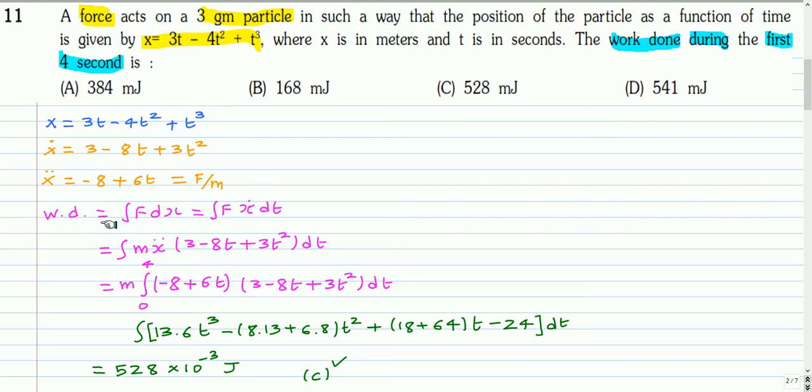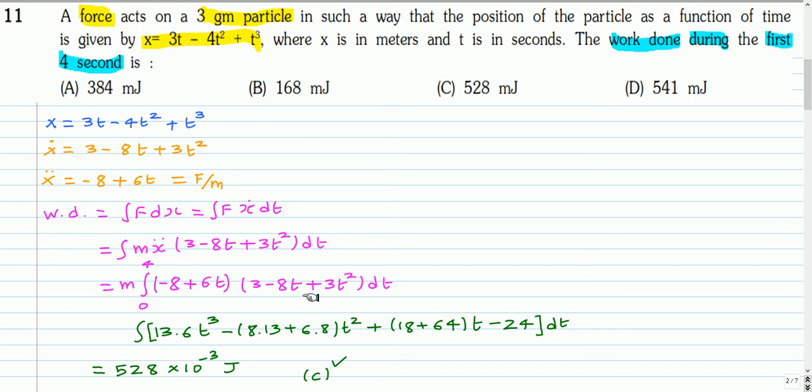And work done is force into displacement. Since it is a variable force, it's f into dx and then integrated over the appropriate limits. And f dx can be written as f into x dot into dt, where x dot is dx by dt. The expression for x dot we have found out here, and force is mass into x double dot. So using these we get the work done as m into the integral between the limits 0 and 4, because you have to find the work done during the first 4 seconds.